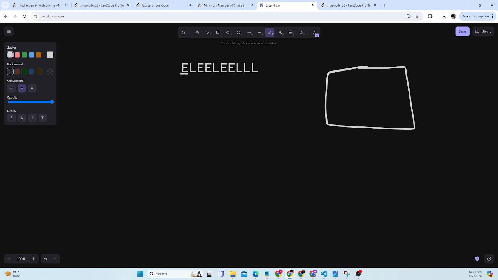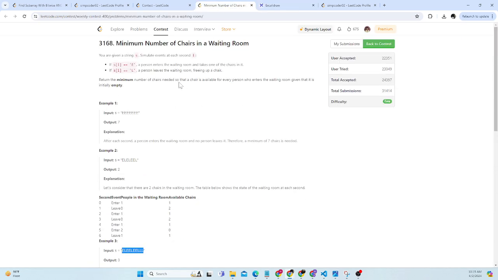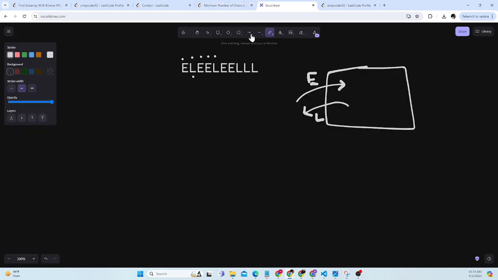So whenever we encounter an e, it means a person enters the room, and whenever we encounter an l, it means that the person leaves the room. So we need to find the sequence of events: some person entered here, left here, entered here, a person entered here, a person left here. We need to find the minimum number of chairs in the waiting room so that a chair is available for every person who enters the room.